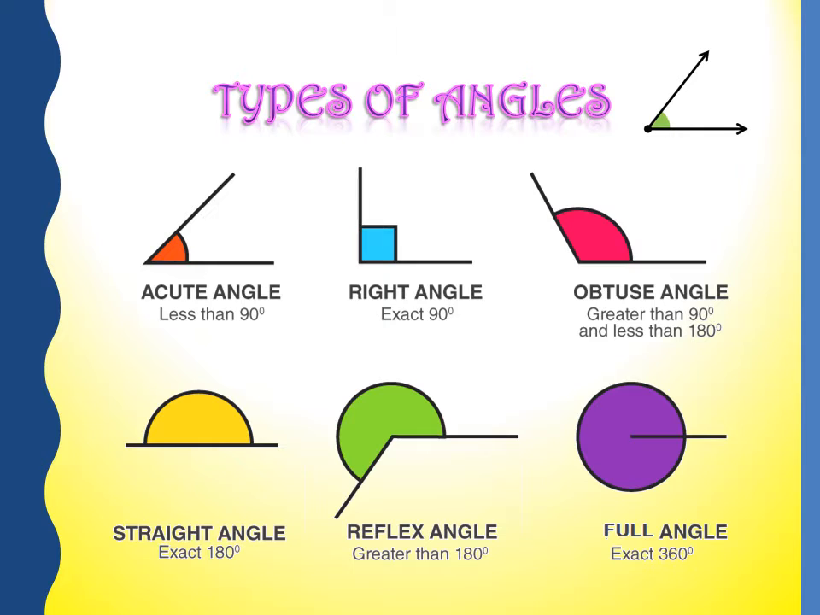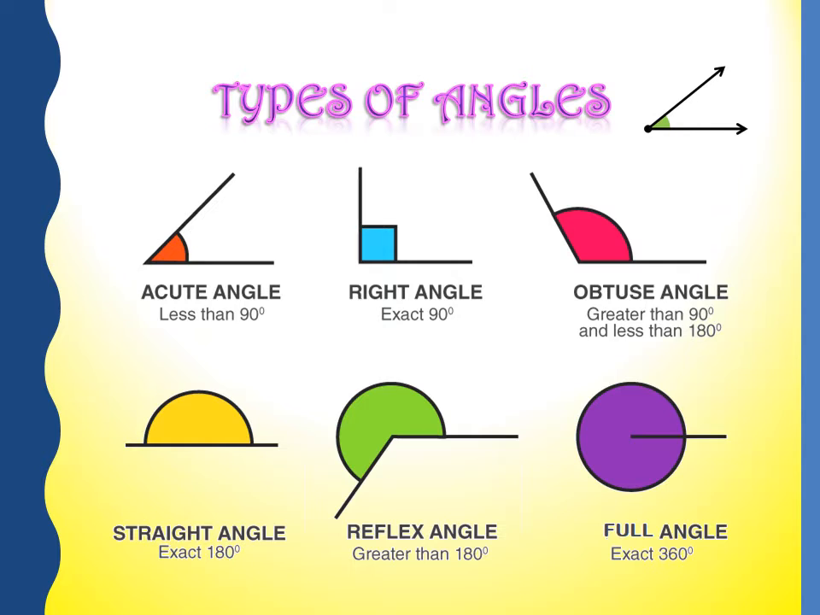About the types of angles, let's remember we have studied the acute angle. Its measure is greater than 0 and less than 90 degrees. And the right angle at exactly 90 degrees. And the obtuse angle, it's greater than 90 and less than 180. And the straight angle at exactly 180 degrees.